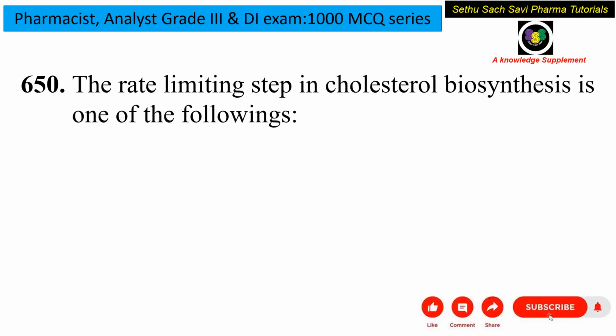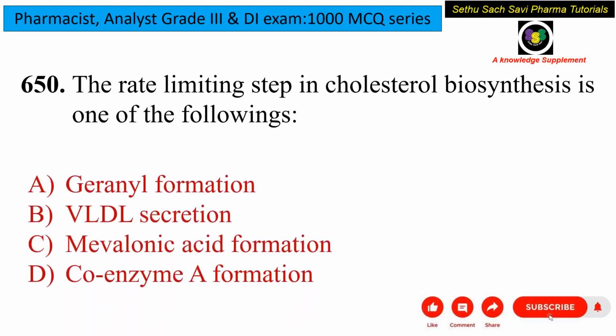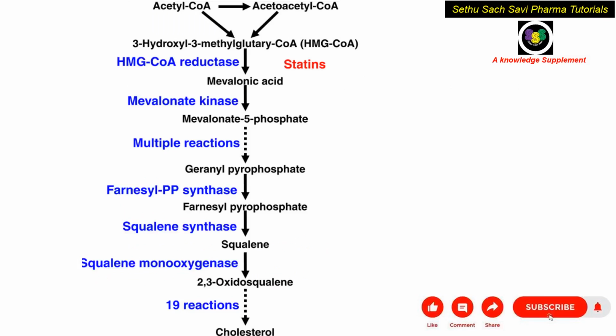The rate limiting step in the cholesterol biosynthesis is one of the following. Is it geranyl formation, VLDL, that is very low density lipoprotein secretion, mevalonic acid formation, or coenzyme A formation? Here, this is the synthetic pathway of cholesterol. Here, the most important or the rate limiting step is the formation of mevalonic acid. And we have studied that statins work in that particular step, right? Statins inhibit the HMG-CoA reductase, so it inhibits the mevalonic acid formation and thereby reduces the formation of cholesterol.